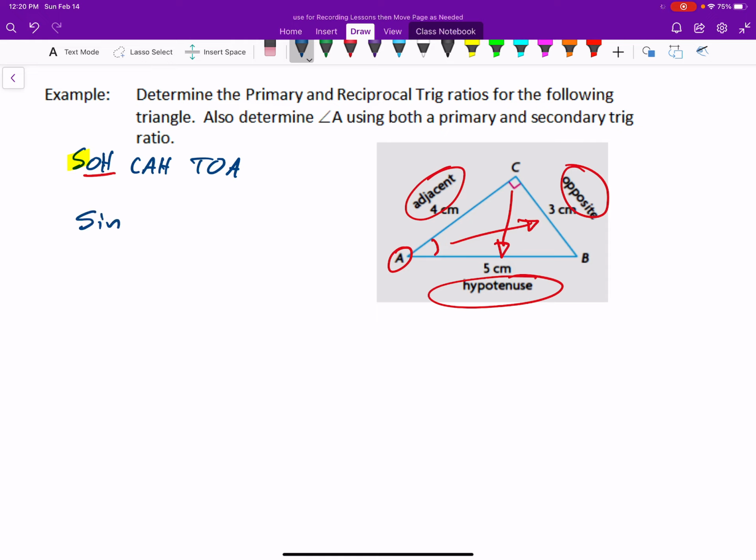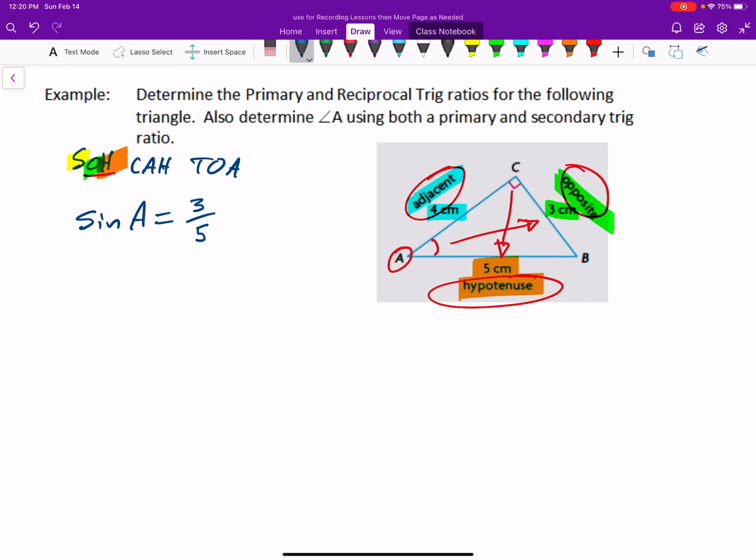Sine of the angle, and so angle A, we're going to call this angle, is equal to opposite over hypotenuse. Let's get some color going on here. I'll color the opposite side green, the adjacent side blue, and the hypotenuse orange. So sine is equal to opposite over hypotenuse, and the opposite side we saw is 3, and the hypotenuse was 5.